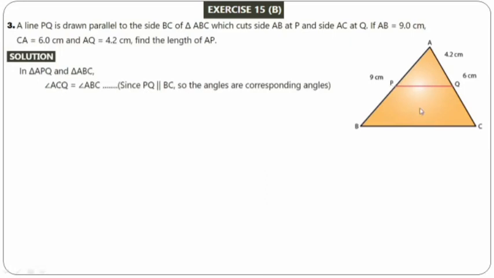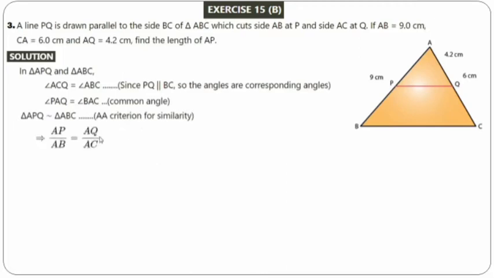And one more angle is common, that is this angle, right? So PAQ and BAC, that is this angle, is the common angle. So that's why I can say that these two triangles are similar using AA criterion. Now if these two are similar, then the corresponding sides are in proportion, isn't it? So we have AP by AB equals AQ by AC.